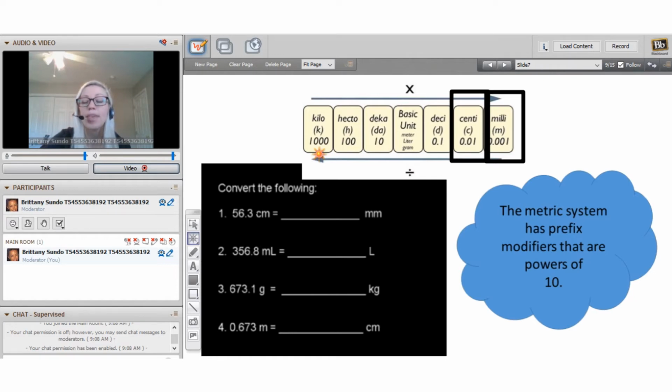Okay, this way is kind of a shortcut, and you can do this shortcut just by using this chart. Okay, so let's try converting the centimeter to the millimeter just by using the chart.